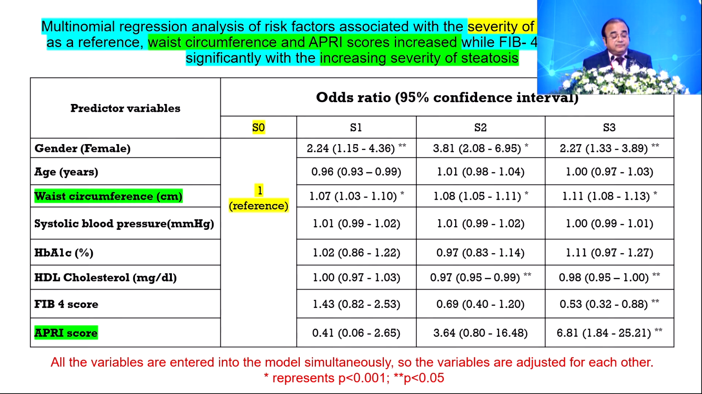But if you look at the FIB-4 score, it has started coming down. It was significant in the other way. As the fat is increasing in our study patient group, the fibrosis is coming down in the FIB-4 score. It could be because of fat and all, but definitely it's not correlating well.